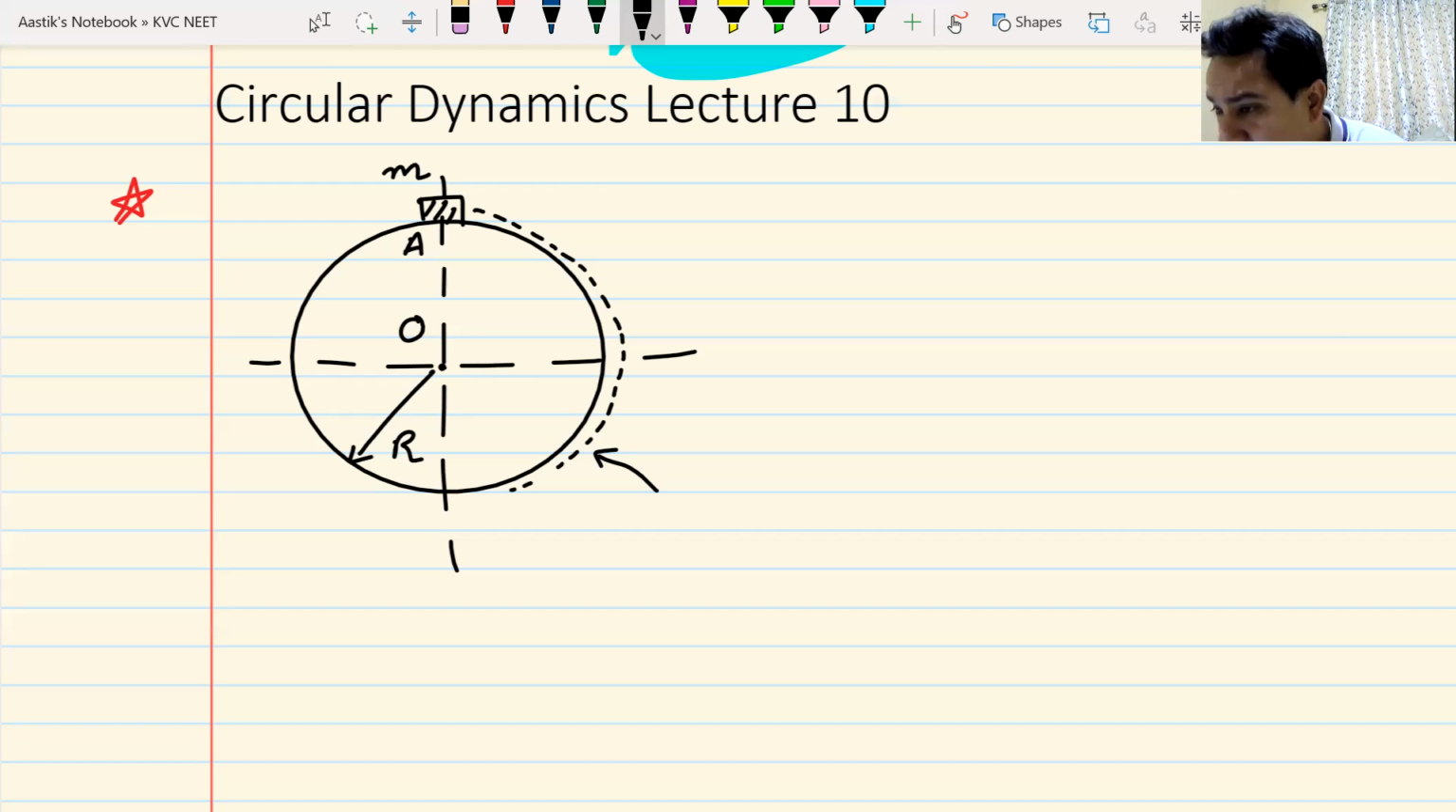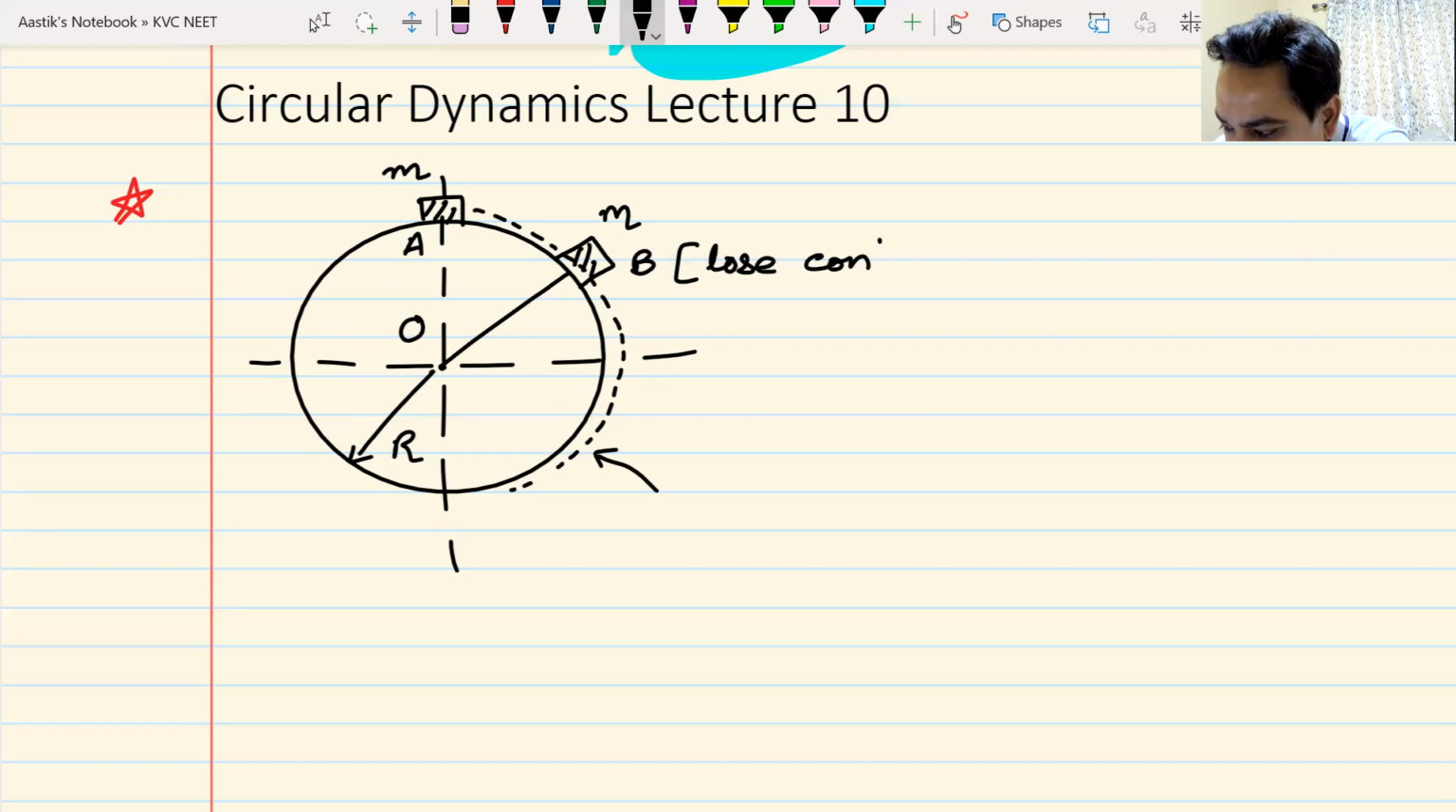Does the block keep on moving on the circular path? And yes, the answer is no. It will not keep on moving like this. At some point in time, what will happen? When this block reaches a certain position, let us call this position as position B, it will lose contact. It has to lose contact.